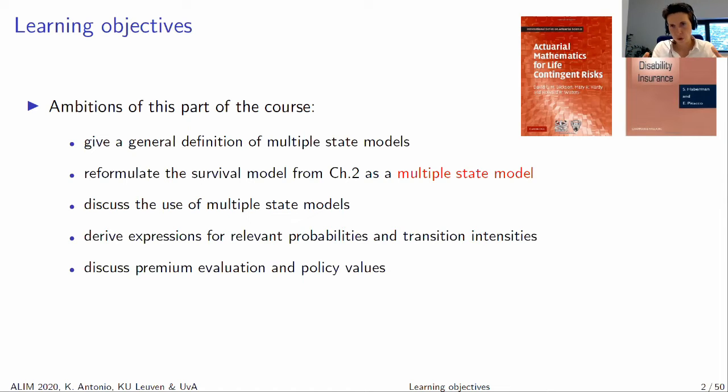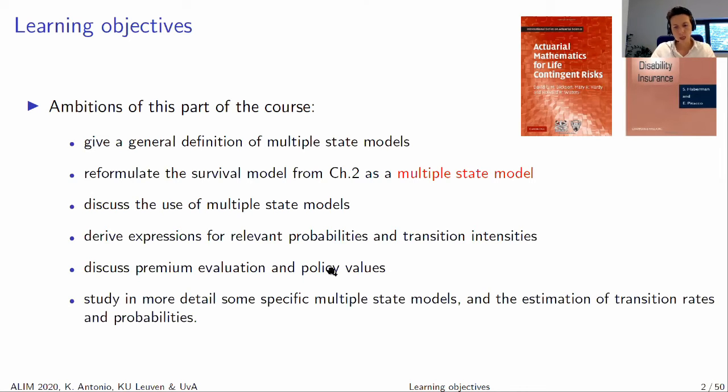And then, of course, our focus is on valuing insurance products. So we're going to look into insurance products, typically for disability or health insurance, that kind of stuff. And we're going to look into how to value premiums, how to value annuities, how to value insurance products, how to calculate policy values, right?